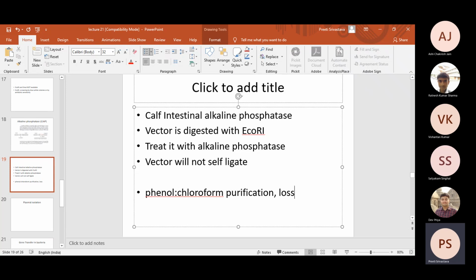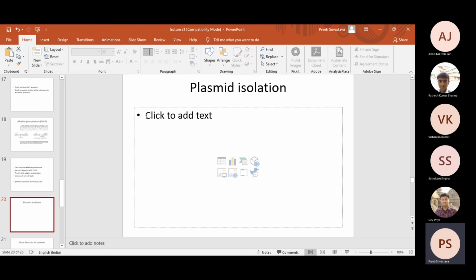But at times when there is no option of blue white screening or antibiotic sensitivity or green fluorescent protein, then we do use alkaline phosphatase to prevent self ligation of the vector and to get the colonies which contain your desired insert. Okay, so hope it is clear to everyone.